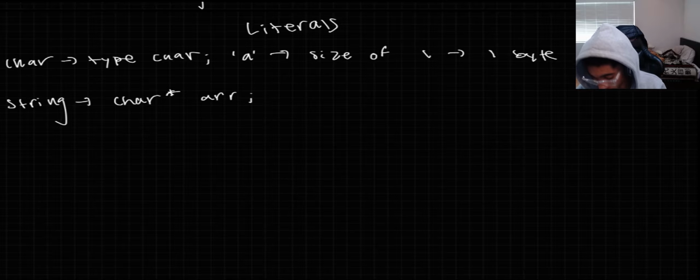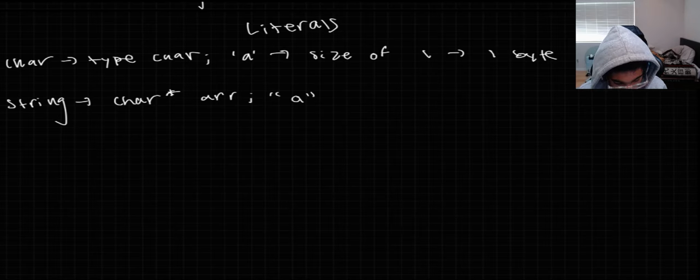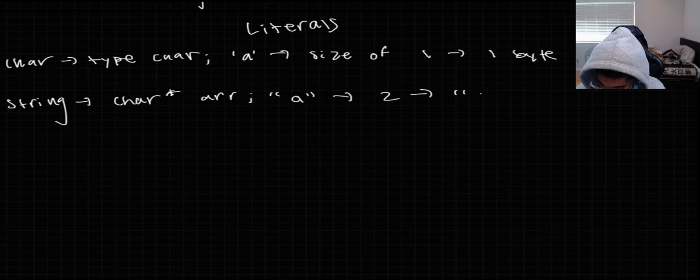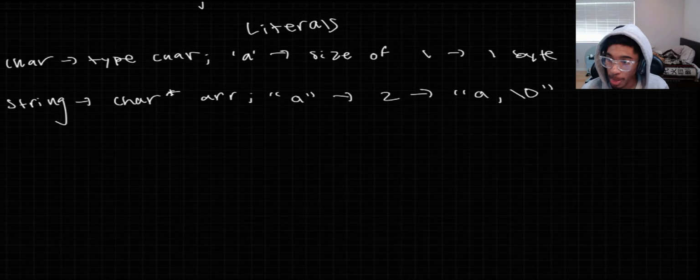An example of a string or a character array would be the double quotes, the character. But it's good to note that if we were to get the size of this string character array, we would get 2. And why is that? That is because character arrays, or strings specifically, are not only the characters inside of them, but the entire array ends with a null terminator.